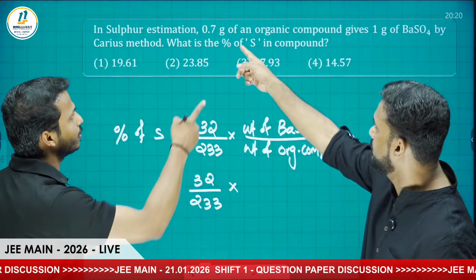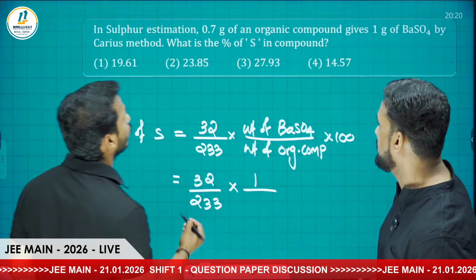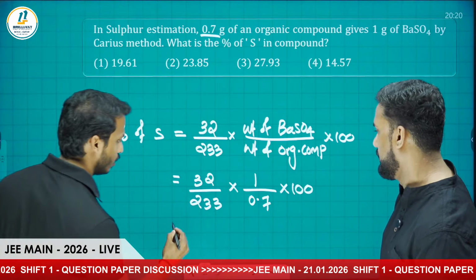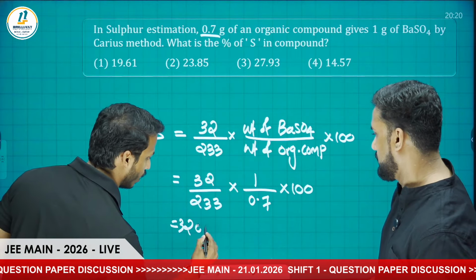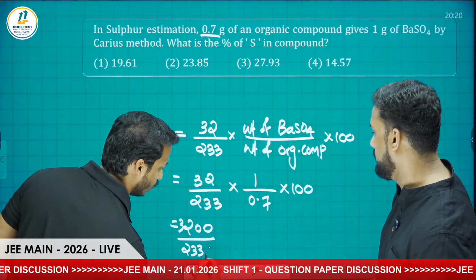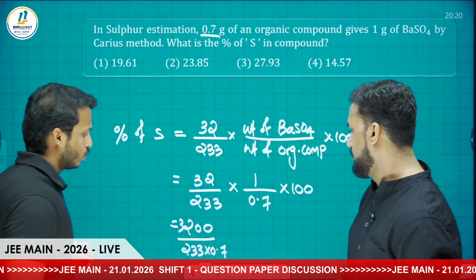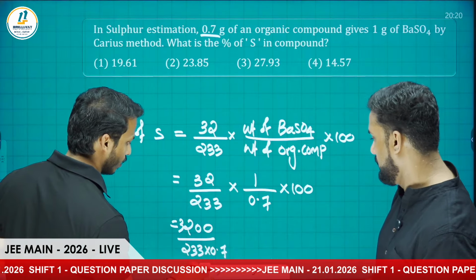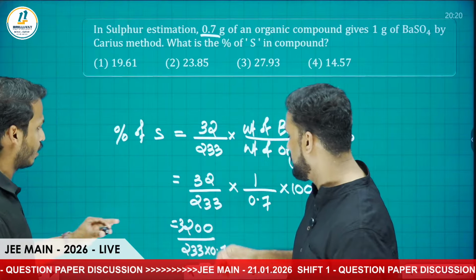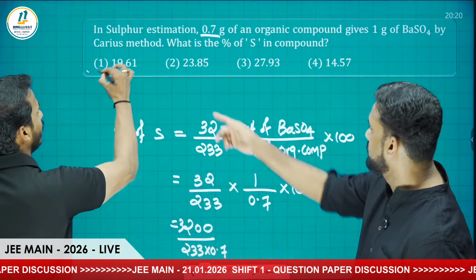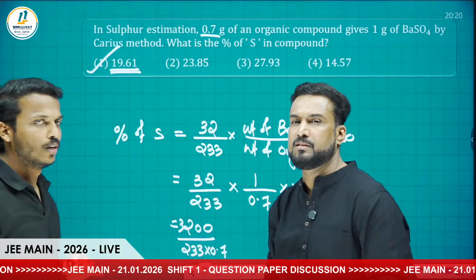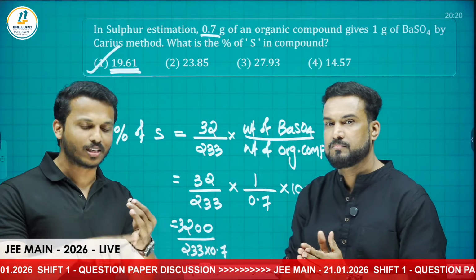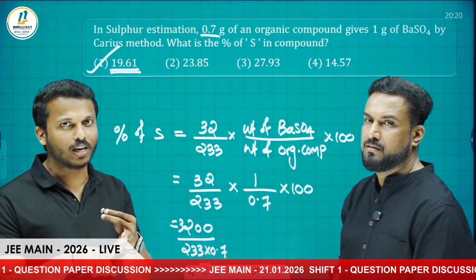Then we have the weight of barium sulfate, BaSO4, given as 1 gram, divided by the weight of the compound, 0.7 gram, into 100. So 3200 divided by 233 into 0.7. If you take 0.7 as 7 into 10 power minus 1, you will get around 19.61. Yes, it's correct. So both quantitative analysis and qualitative analysis are very important.